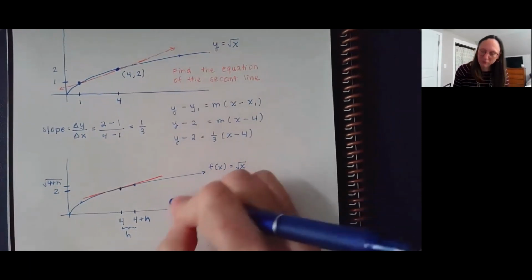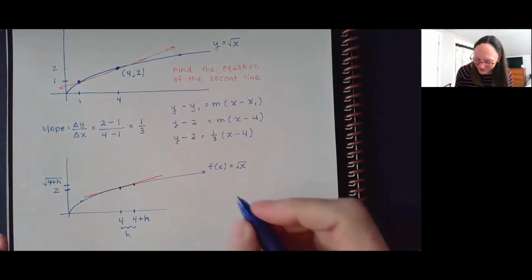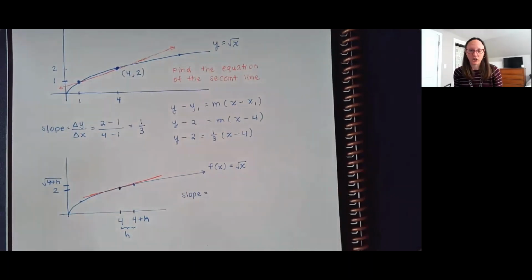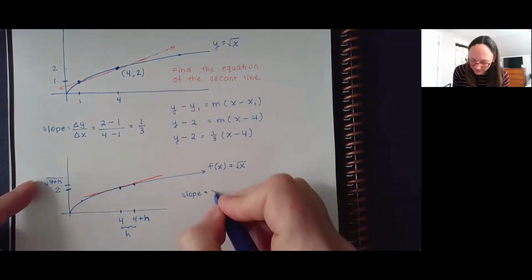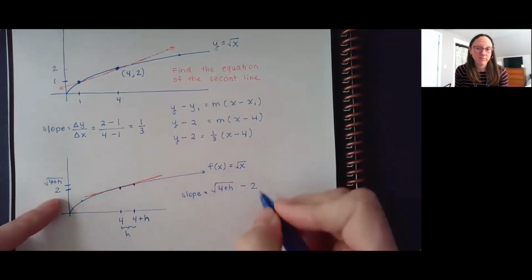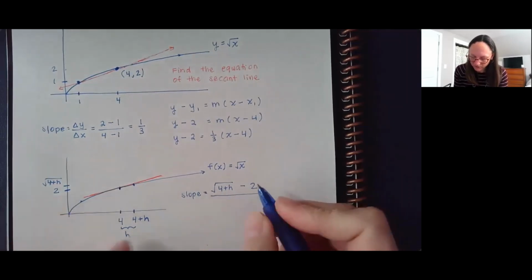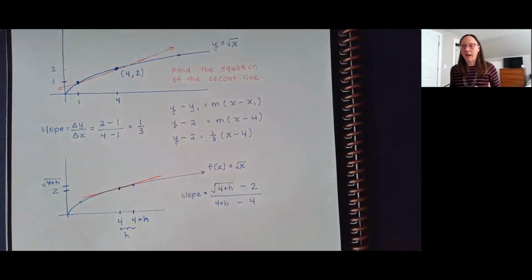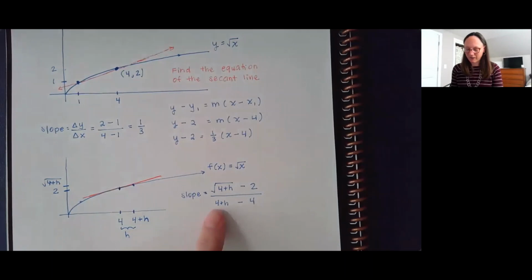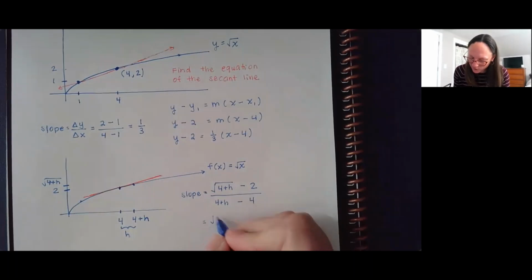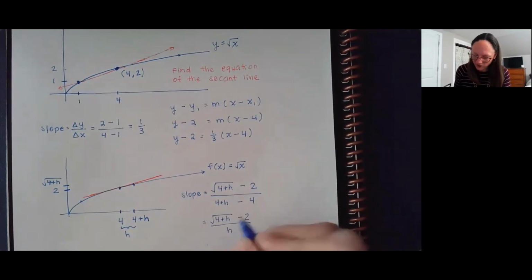And we'll see if I can give myself enough space over here. I think I can. So my slope would come from my change in y, which is looking like the square root of 4 plus h minus 2, my other y value, all over 4 plus h minus 4. Now something convenient happens on the bottom here, and that is that my 4 minus 4 is going to cancel out. So really I'm looking at the square root of 4 plus h minus 2 all over h.